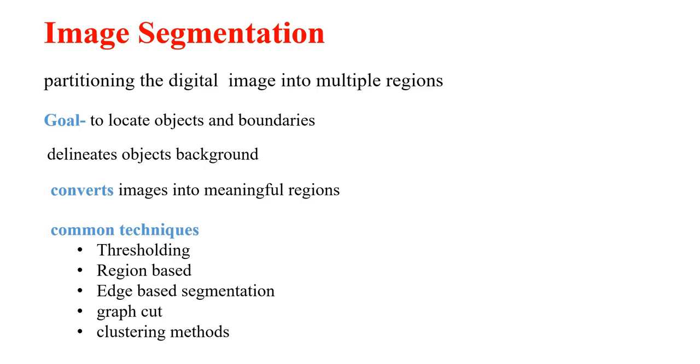Next step is the representation and description. Representation and description will follow the output of the segmentation stage. That is, representation deals with how the region is described, that is boundary or region. And it defines how the extracted region's shape, boundary or area will be stored for further analysis.